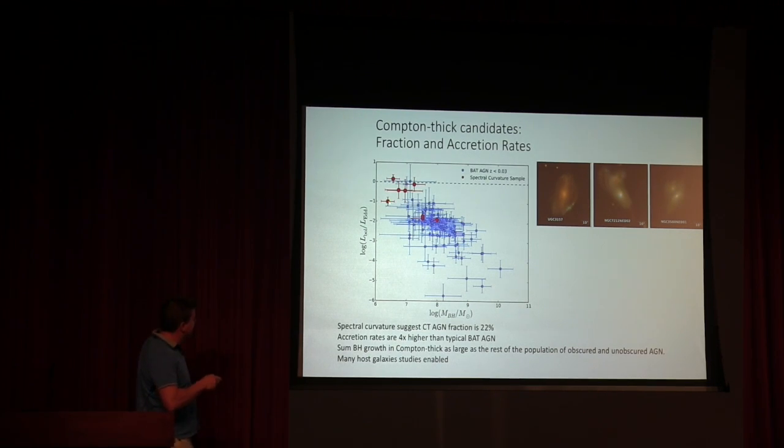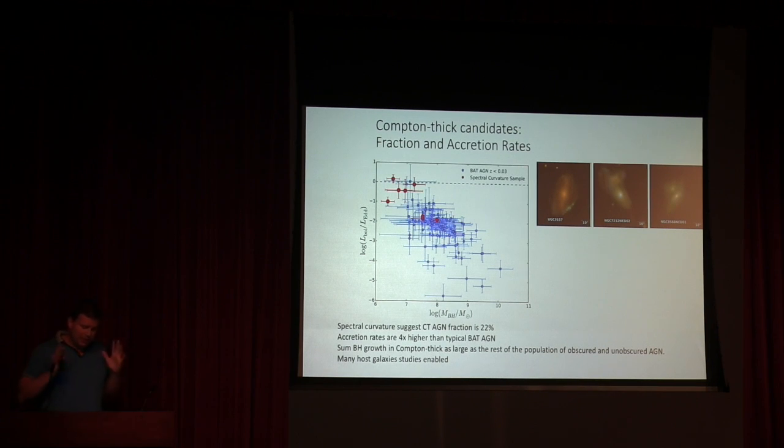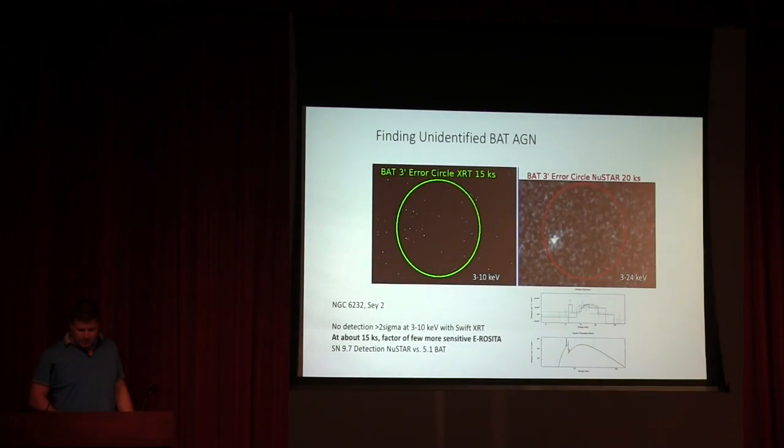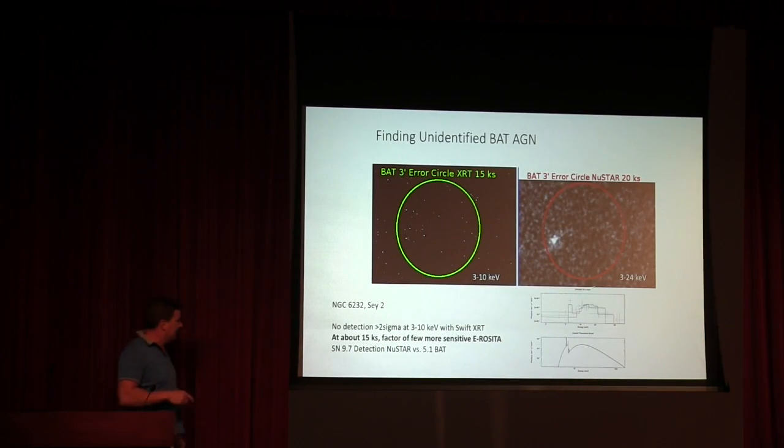Now, the interesting thing is these are very small black hole masses at very high accretion rates. So if you take the entire sample and use this, the sum of black hole growth, at least for nearby AGN, in this heavily obscured portion is as much as the rest of the population. So if we want to understand black hole growth, it's absolutely critical we understand these really highly obscured sources. This is just another nice result.